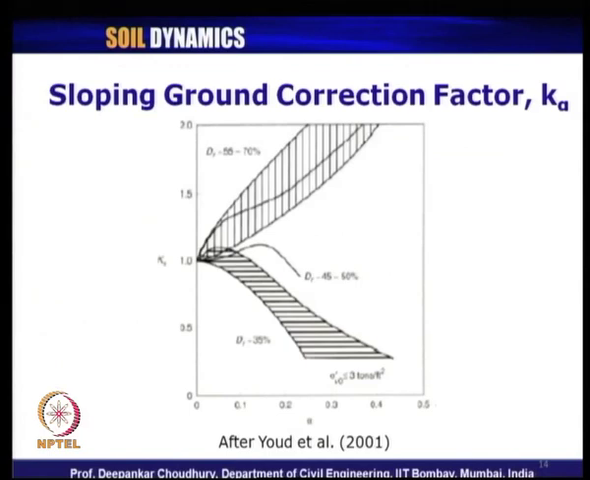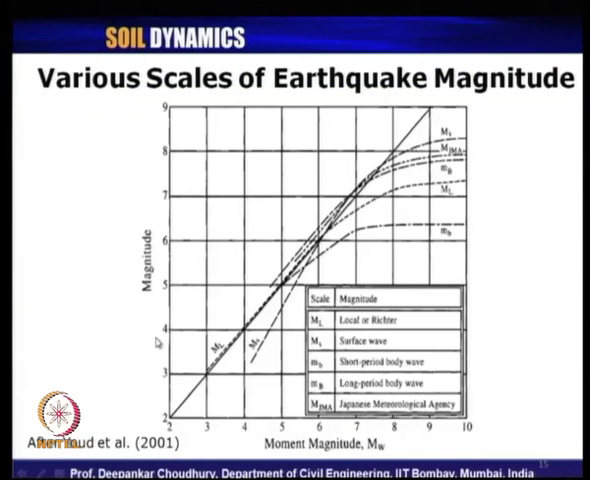Then, the sloping ground correction factor K alpha: we have seen that if the ground is horizontal, no correction is required, so the factor is 1. Otherwise, depending on different angles of the sloping ground and also on different relative densities of the soil, if the effective vertical stress is less than 3 tons per square foot, in that case we will get different values of K alpha. Then we had also seen how to correlate different scales of earthquake magnitude with the moment magnitude scale, because finally all our calculations have to be done in terms of earthquake moment magnitude.